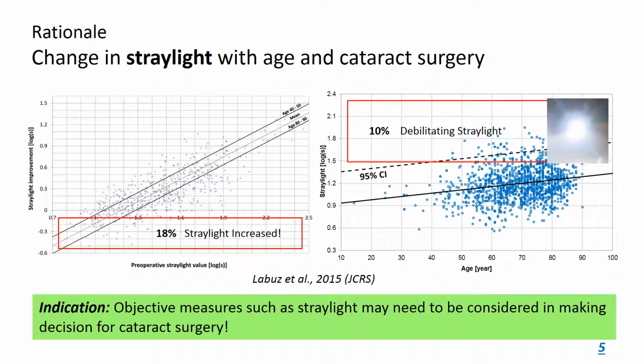The figure on the right shows that 10% of pseudophakic patients suffer from debilitating stray light elevation. These two graphs prove the predictability of the cataract surgical outcome and a clear relation between pre- and postoperative stray lights.